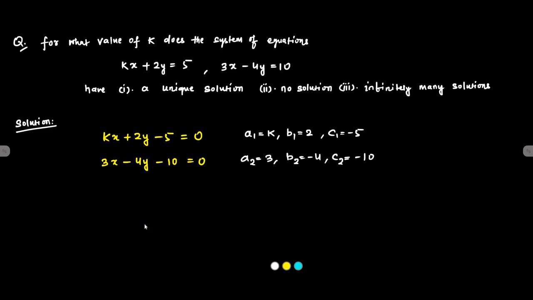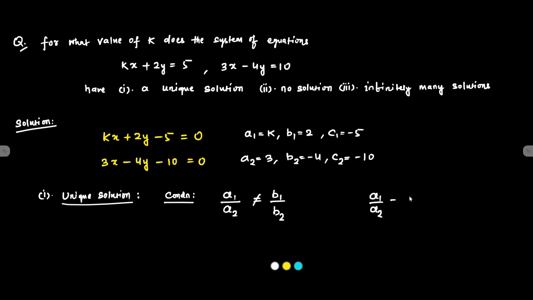Okay, now the various conditions. First bit we have is the unique solution. So for a unique solution, the condition is a1 by a2 should not be equal to b1 by b2. So what is a1 by a2 here? a1 by a2 is equal to k by 3. b1 by b2 is equal to 2 by minus 4, it will become minus 2 by 4, bringing the minus sign to the numerator.